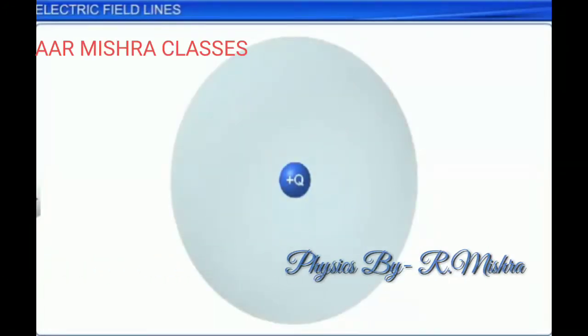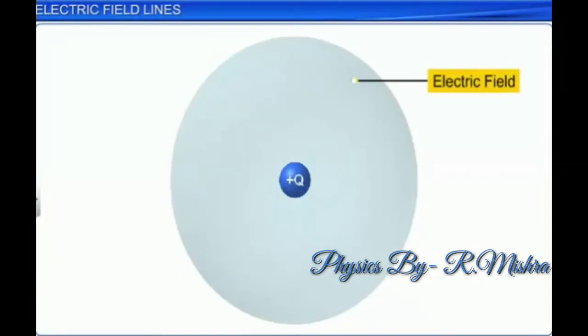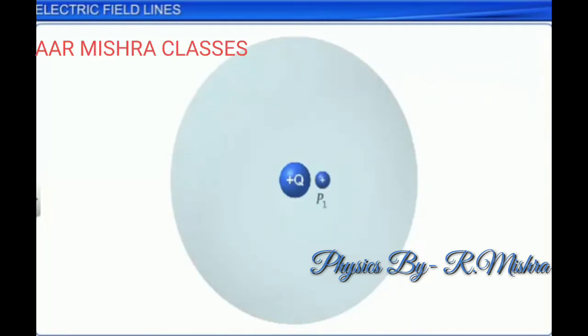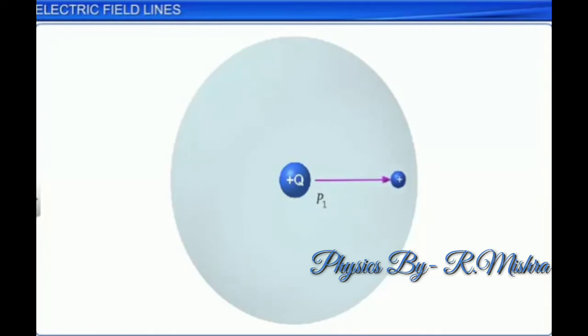Consider a point charge plus Q and its electric field. Let us introduce a unit positive charge at a point P1 in the electric field of Q. As both the source charge and the test charge are positive, this unit positive charge, placed at point P1, follows the path P1A in the electric field due to the repulsive force on it exerted by the electric field of the source charge.